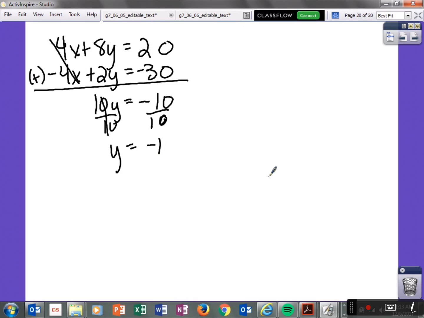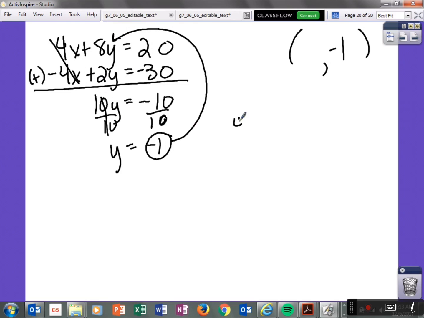Are we done? No, we only found y, the negative 1. How do I find the x? You plug that into the 8y. Do you think it matters which equation we plug it into? It doesn't matter. I just like to always go to the top because it's just easiest, because it's the first thing I see. So 4x plus 8 times negative 1 equals 20.